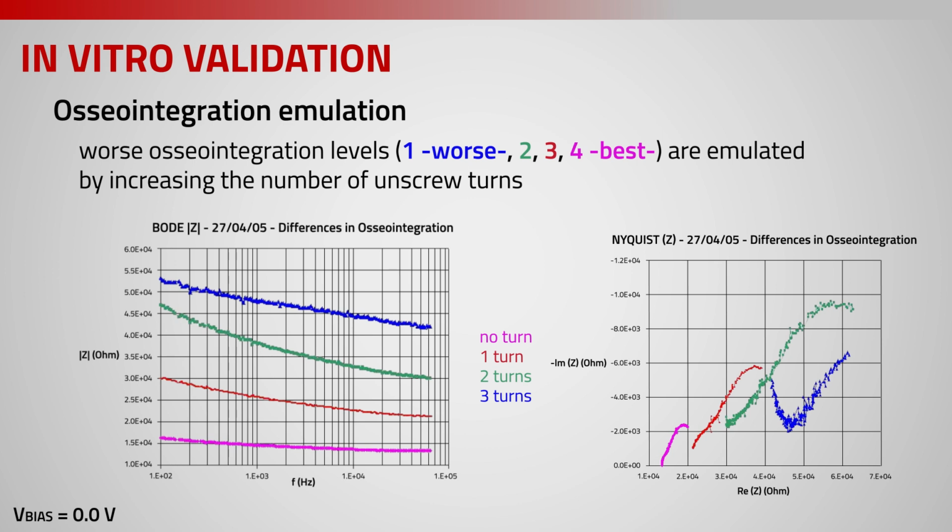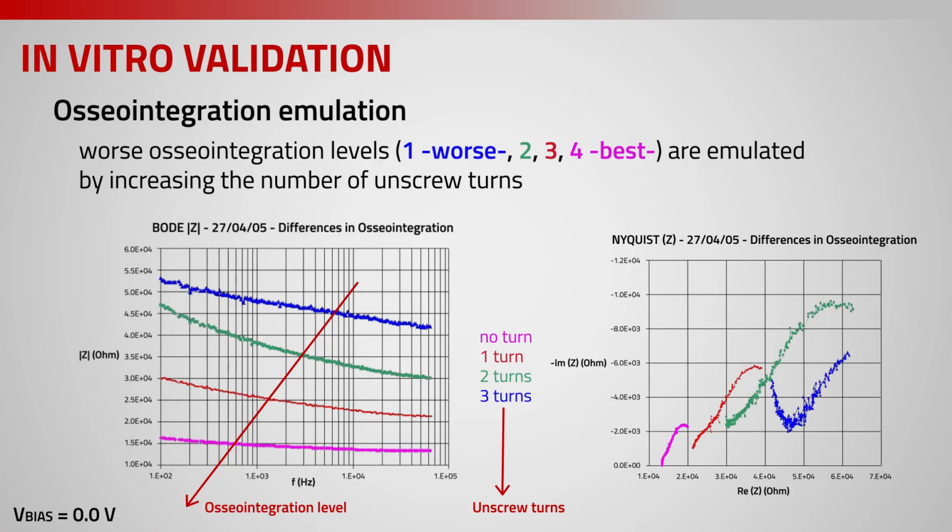And you can see how, at varying the number of unscrewed turns, the osseointegration varies. And there is a significance from the point of view of the measurement. So these results point out, both in terms of the magnitude of the impedance and the Nyquist plot of the complex impedance, how, at varying the number of turns, the answer is significantly different.